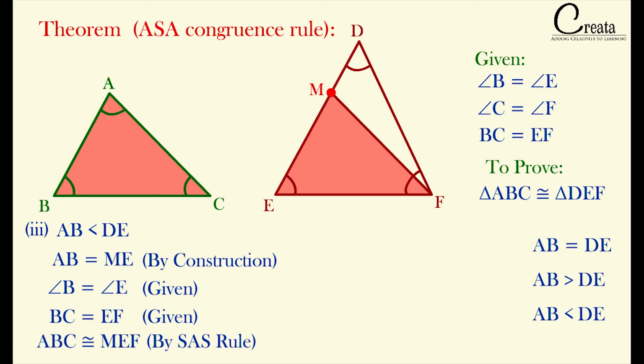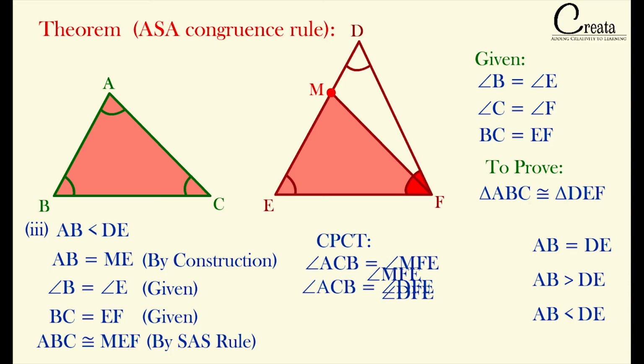Since the triangles are congruent, their corresponding parts, that is CPCT, angle ACB will be equal to angle MFE. Corresponding parts are equal for the congruent triangles. But we are given that angle ACB is equal to angle DFE. So we got angle MFE is equal to angle DFE. So again, is this possible? Visually, this is not possible. It is looking something incorrect.